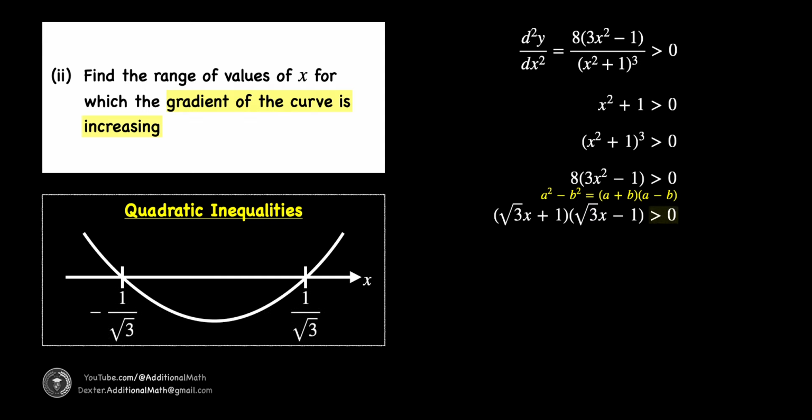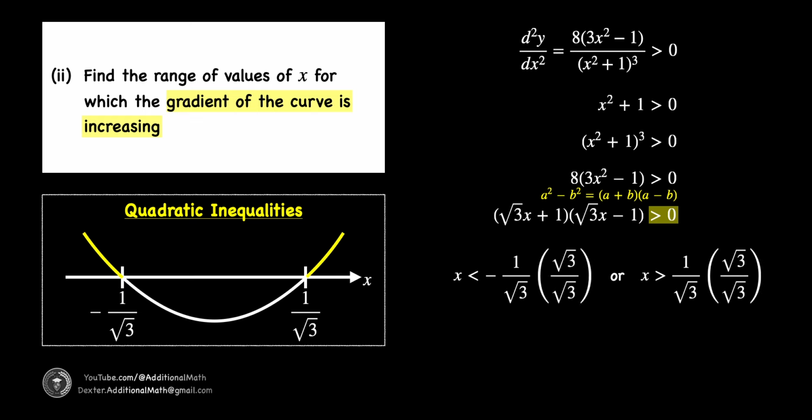For the quadratic to be greater than 0, we will use the part of the curve that is above the horizontal axis. That will mean x to be lesser than negative 1 over square root 3, or x to be greater than 1 over square root 3. We will now rationalize the denominator by multiplying root 3 to both the numerator and denominator, to give us a result of x to be lesser than negative root 3 over 3, or x to be greater than root 3 over 3. And that's the answer to this question.